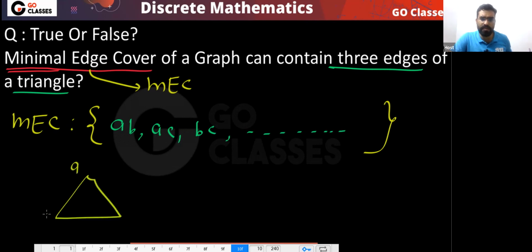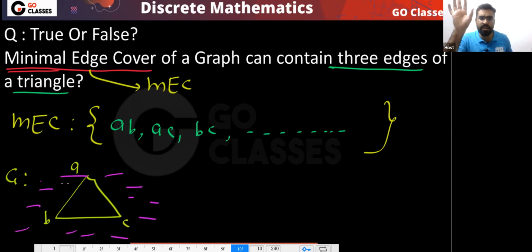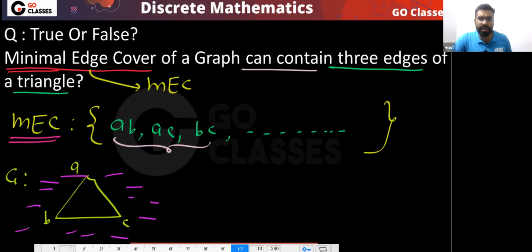You have a triangle ABC. This is your graph. In this graph you can have something else, I don't care, you can have more vertices, you can have more edges. But I'm asking, is it possible that this minimal edge cover can contain 3 edges of a triangle, like this type of triangle you have? Is it possible? This is minimal.